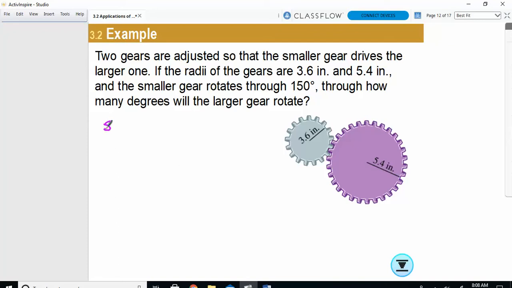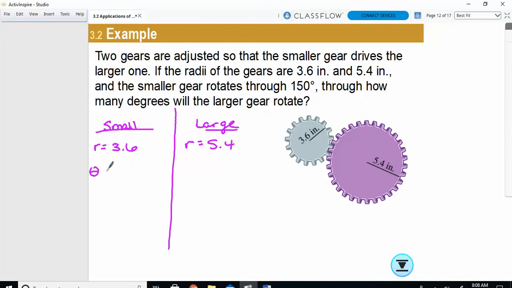So we have more information here because I have two different gears. So I like to organize. I've got my small and I have my large. The small one, the radius is 3.6. The large one, the radius is 5.4. I told you that in the small one, the angle is 150 degrees. What is that in radians?